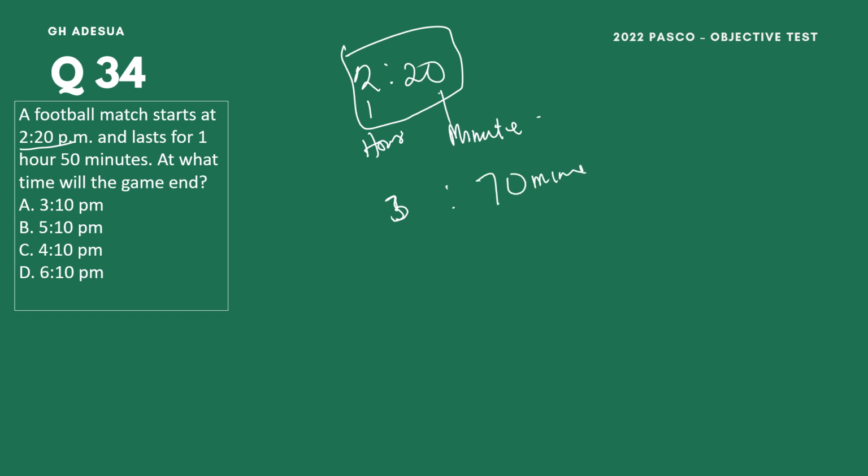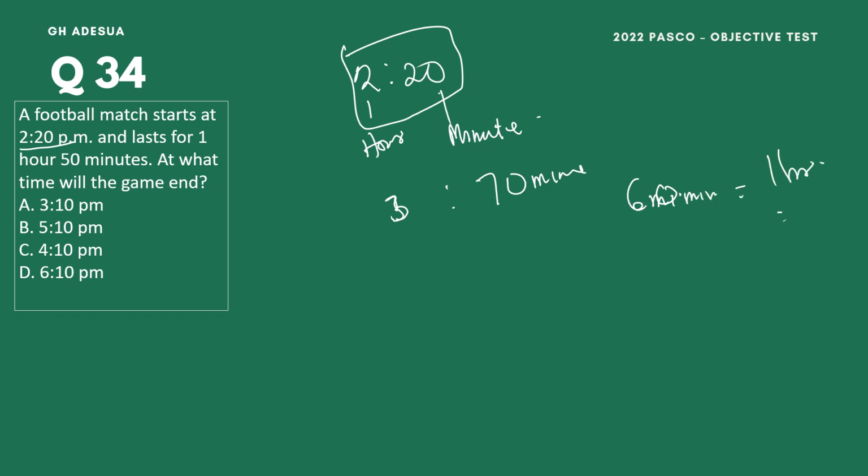But in this case, we know that 60 minutes makes an hour, right? So for 70 minutes, what would that be? So let's say that's 3 hours and then we have 70 minutes. We know that 60 minutes go to an hour. All right.